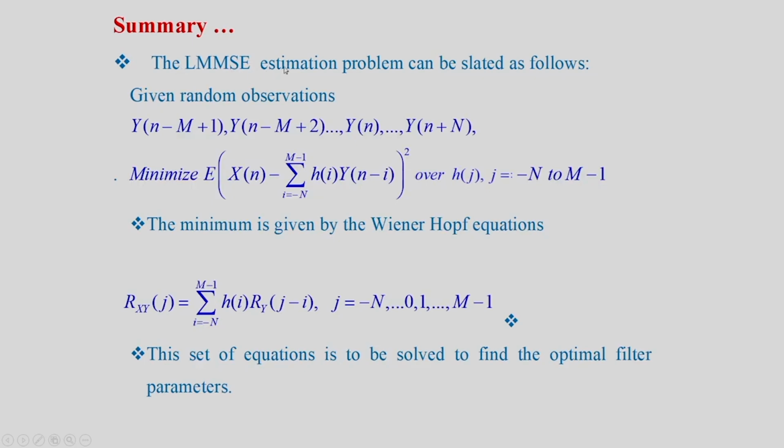The LMMSE estimation problem can be stated as follows: given random observations y n minus m plus 1, y n minus m plus 2 up to y n plus n, we have to minimize E of x n minus summation h i into y n minus i going from minus n to m minus 1 whole square over the h i's. So, we have to minimize this mean square error with respect to h i's. The minimum is given by the Wiener equations, that is r x y of j is equal to summation h i into r y of j minus i going from minus n to m minus 1, where j goes from minus n to m minus 1.